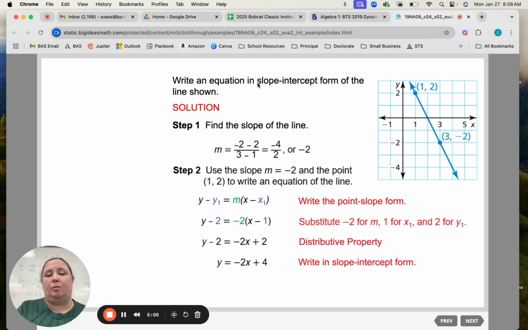Oh, because it wants it in slope-intercept form. I was like, why are we continuing? Because it doesn't want it in point-slope form. So we distributed, and then the last step is to get y by itself. So how do I move this 2? Add 2 to the other side. So 4 plus 2. Wait. That's a typo. Oh, it's 2. 2 plus 2 is 4.